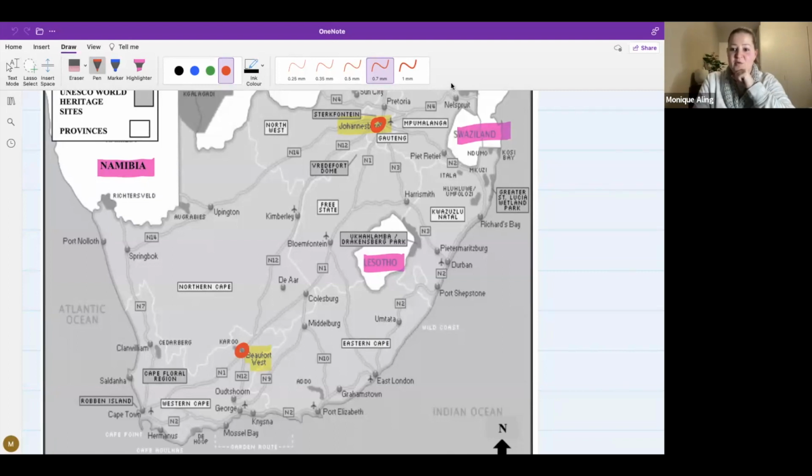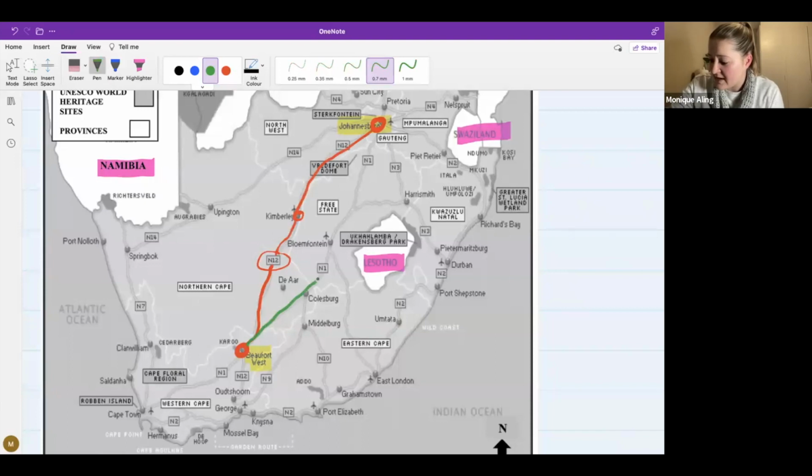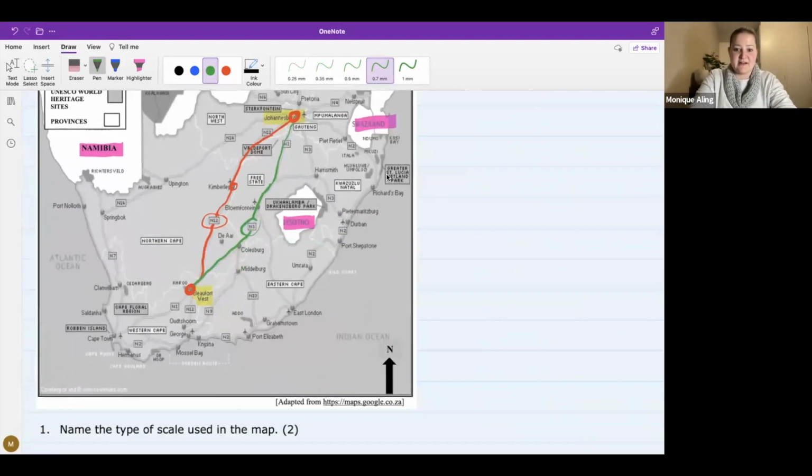Okay, I see we're all writing the N12 as our answer, which is correct. Kimberley is over here, so we follow the routes this way, and it is the N12 if we go that way. The other option is that they could have gone this way on their trip, and that would have been the N1, and that goes via Bloemfontein. Okay, just as an added extra. Okay, nice guys, well done.